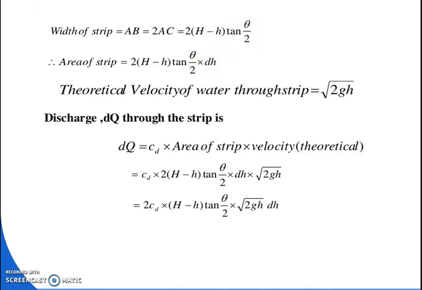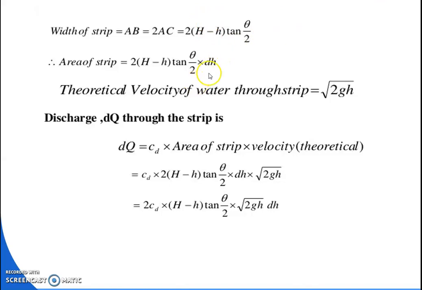Earlier, we have the depth of water as capital H. Now the velocity of water can be obtained for the small strip, where the height is small h. The theoretical velocity of water is given as square root of 2gh. The discharge of the small strip dq is equal to coefficient of discharge Cd into theoretical discharge.